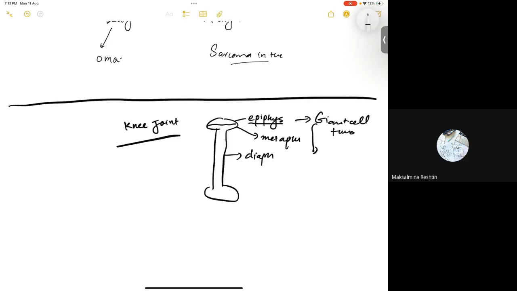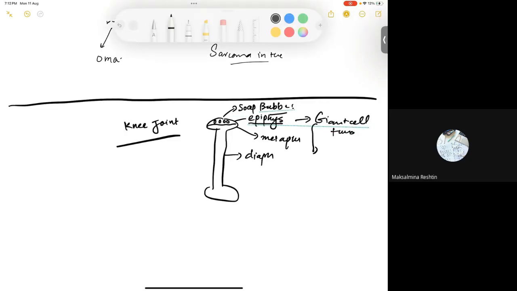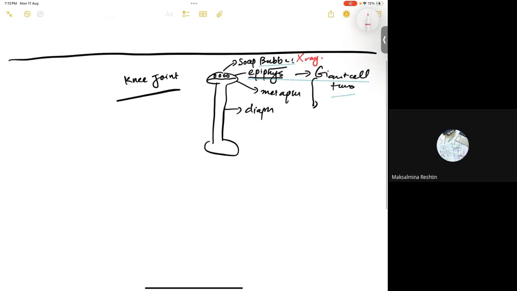Another characteristic feature: as we have these giant cells, they would appear as soap bubbles whenever you are doing an X-ray, right? So in X-ray, they are going to appear as soap bubbles. Okay. What else? They're really aggressive and they can spread locally, right? These are the features which you have to remember.